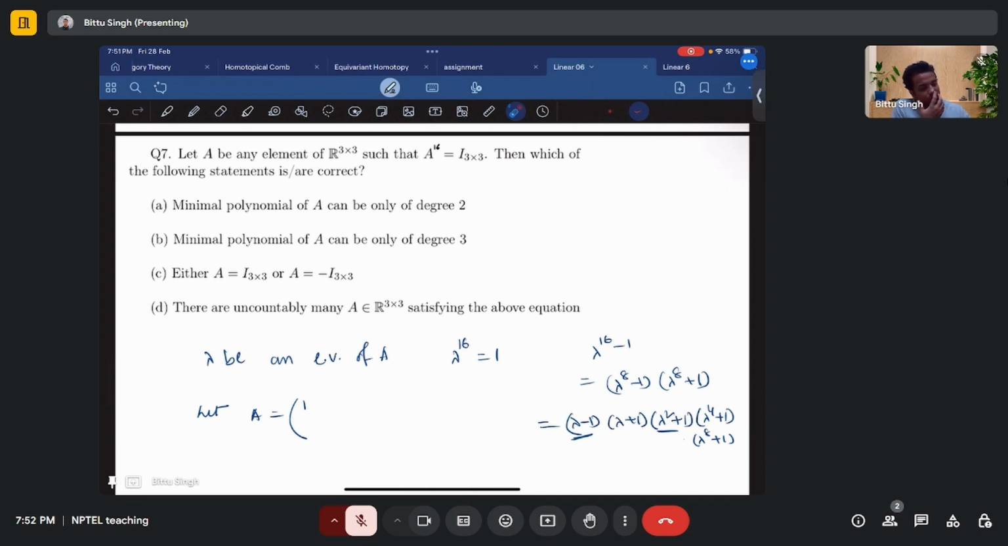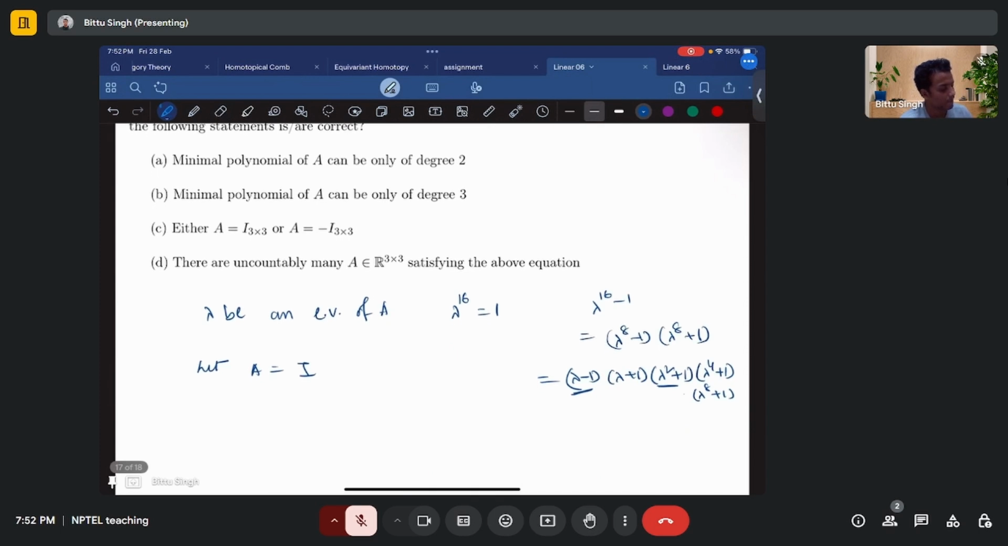So for example, take A equal to the identity matrix. Eigenvalues satisfy this equation, which means eigenvalues belong to the solutions of lambda to the power 16 minus 1 equal to 0. That is, not all the solutions will give you eigenvalues, but some of these can.